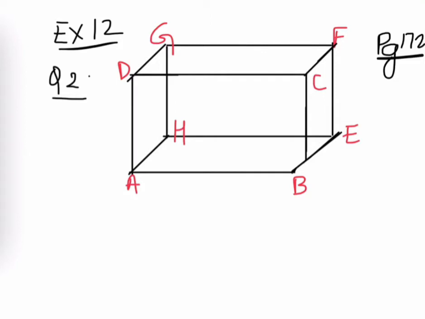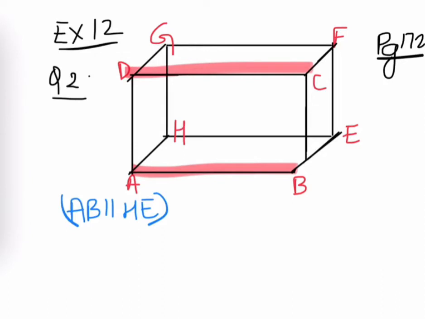Here we have to find out the pair of parallel lines, or you can say all possible parallel edges. So how will we find out? Let us see. The first pair of parallel lines is AB parallel to HE. We can write it: AB is parallel to HE. Also, students, AB is also parallel to CD, or you can say DC. So we can write this also, that AB is also parallel to DC.